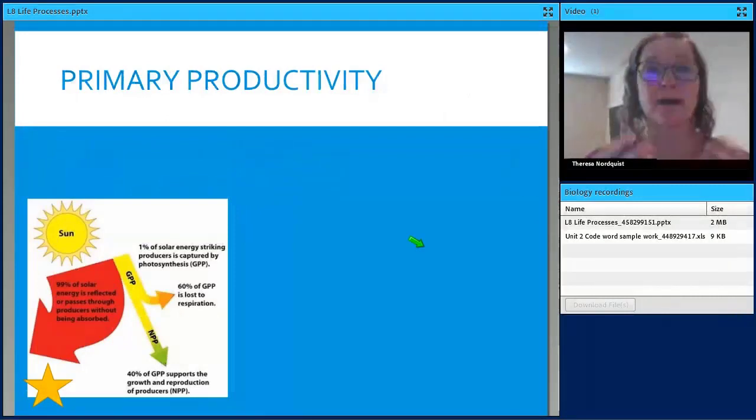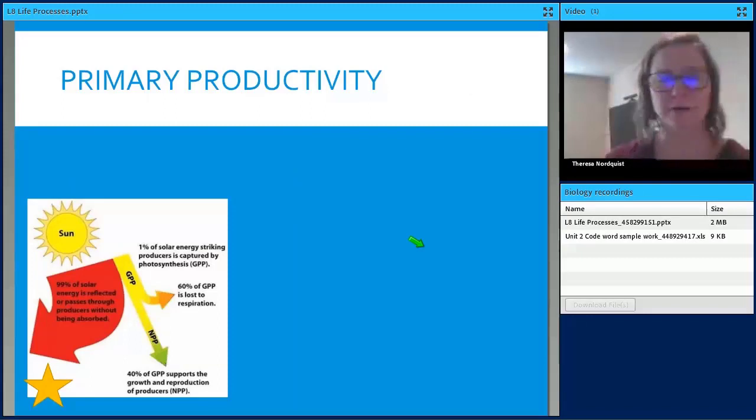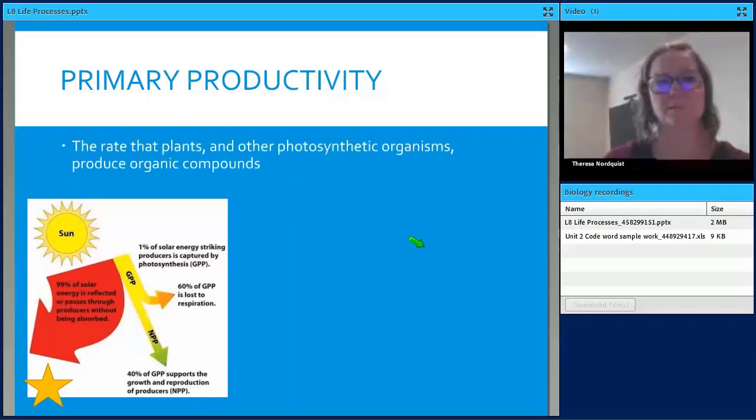Now, a new idea that gets brought up, and it's building on something you already know, is primary productivity. The definition of primary productivity is the rate that plants and other photosynthetic organisms produce organic compounds. So when we're talking about primary productivity, we're just looking at producers, just looking at autotrophs. This concept does not apply to any of the heterotrophs. This does not apply to us.